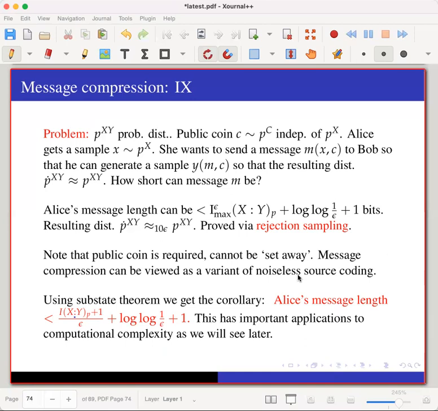There is a probability distribution which is a part of the problem description. In source coding, it was only PX, but here it is PX1. And the reason I call it message compression was that the naive protocol would be Alice gets the sample X and she sends a sample from Y, PY conditioned on X equal to X. We saw this a few slides ago.